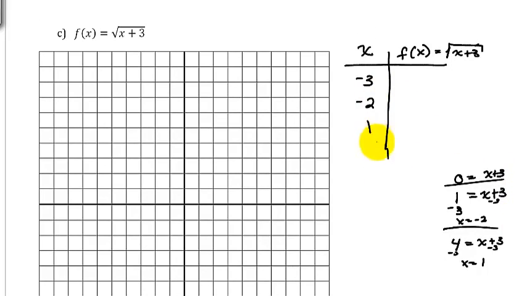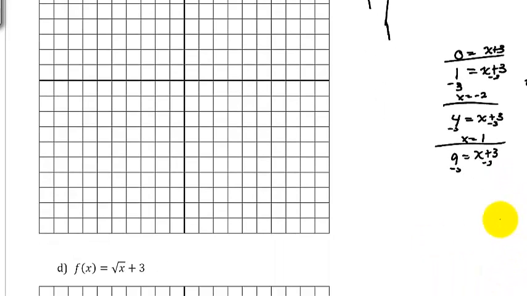Okay, and 3 points I think is enough. If you need to go up one more, then we would want x plus 3 to be equal to 9. And subtracting 3 there would give us x equals 6.